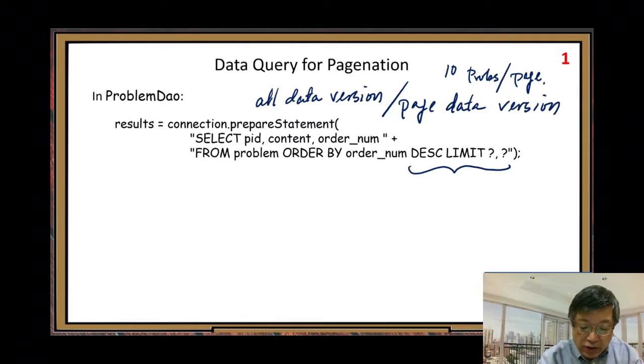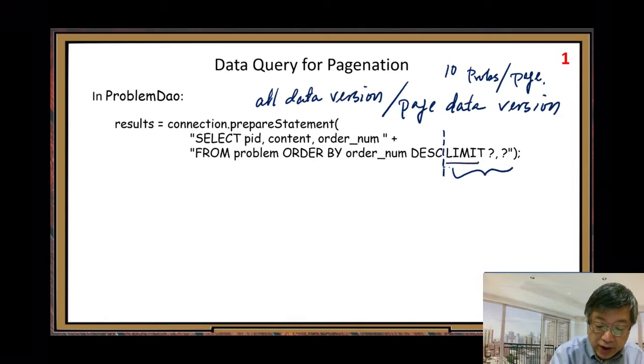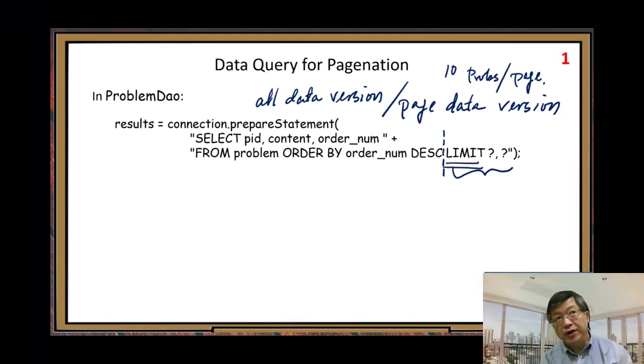Actually, this descending part does not belong to that, so let me cut it off. Only the limit part addresses the page version of the problem. Okay, the first part is the same as before. I think you already understand that. Then the limit part: first you see the limit keyword. So you can guess what we are going to do using this keyword.